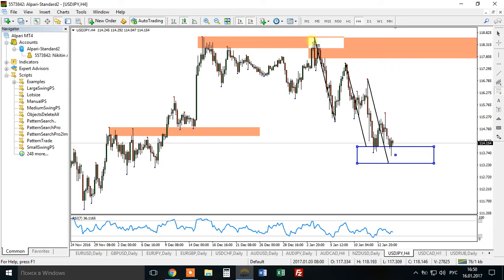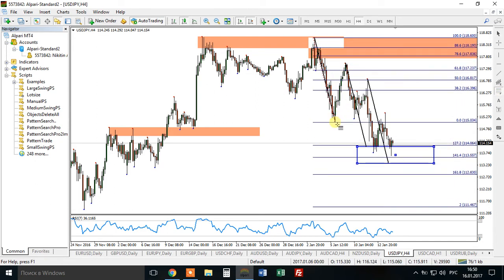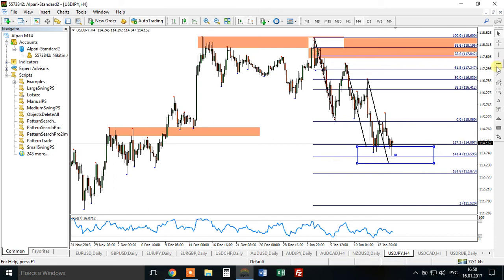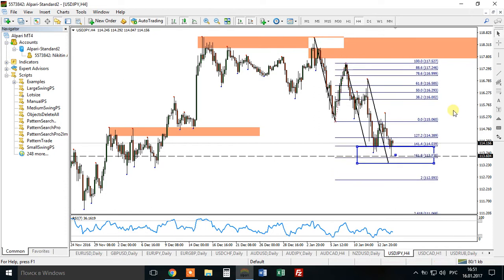Let me apply some Fibonacci. If I measure it from here to here, we see a 1.414 extension exactly at this blue rectangle zone. It gives me another score, so total is 9. If I measure the inversion, then I will have a 1.618 inversion at this level. It gives me another score. Total I have 10.